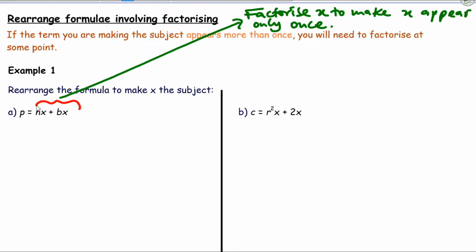So I'll start by factorizing it, which means I'll have to end up with something like this. P is equal to, there's a common factor of x, so take it outside the bracket and create brackets. So x into n plus b. So the fact that we now have x appearing once, we can make it the subject, because the whole goal is to make x the subject. Okay, so the opposite of multiplying by n plus b, because remember n plus b here is a factor.